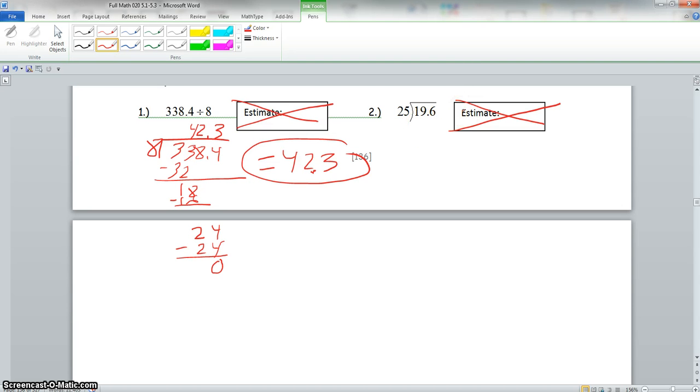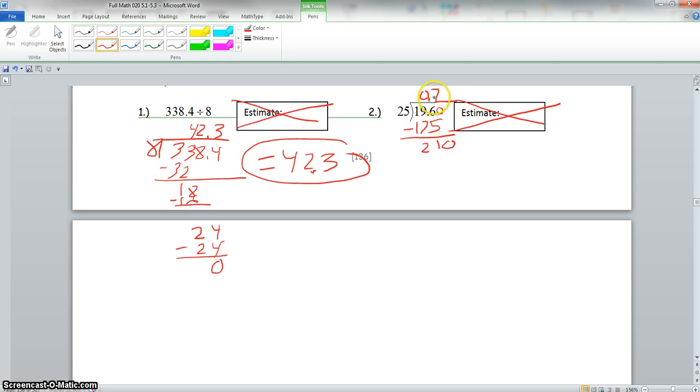Now we go on to problem number 2. It's already set up for us. So what we need to do here is bring this decimal up. So now 25 goes into 19 0 times. But 25 goes into 196 7 times. 7 times 25 is 175. 6 minus 5 is 1. 9 minus 7 is 2. And we add a 0 here. Got to extend that line. So we bring down the 0.